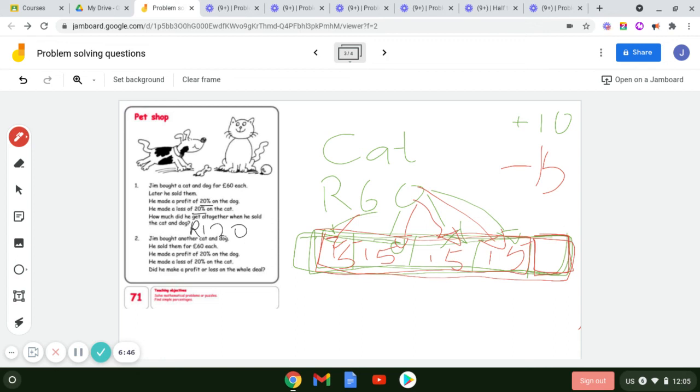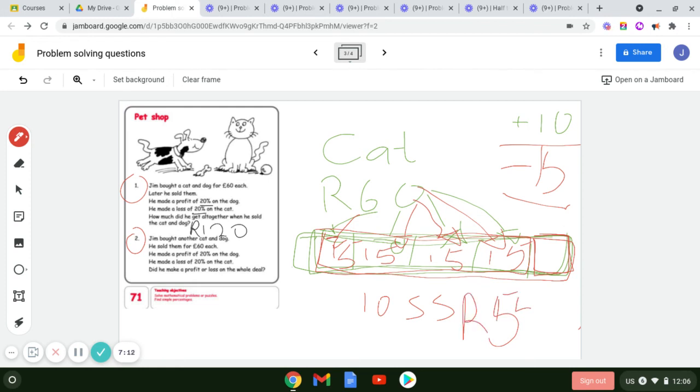Okay, and the final question is, did he make a profit or a loss on the whole deal? Well, in question 1, he didn't make a profit or a loss. He broke even. So we can ignore question 1. In question 2, he got 10 Rand for the dog, and then he lost 15 Rand for the cat, which means he lost more money than he had, which means he made a loss of 5 Rand.